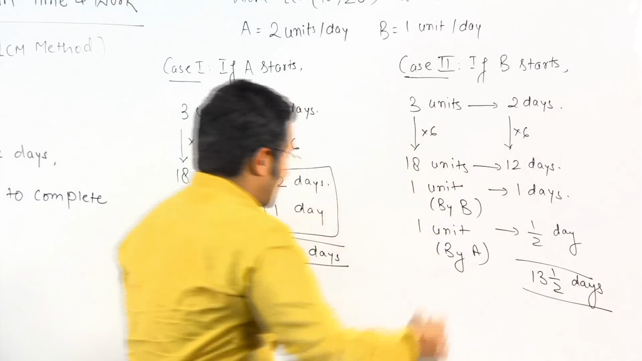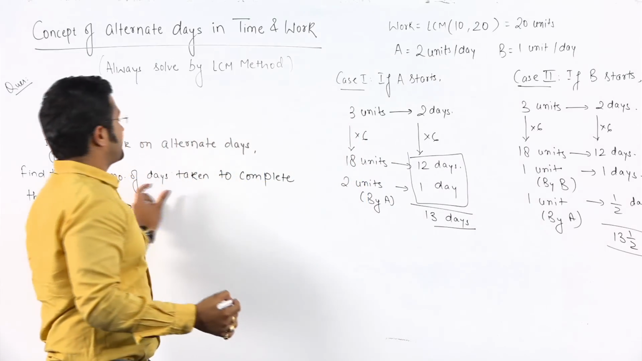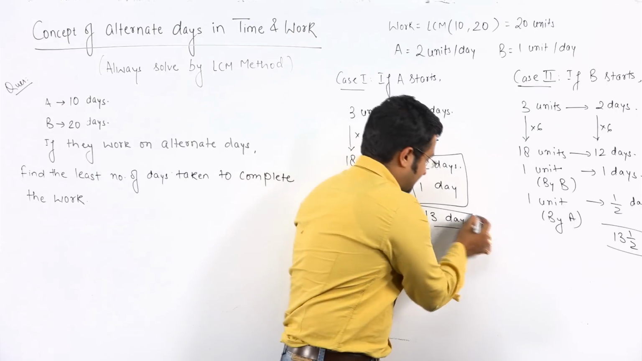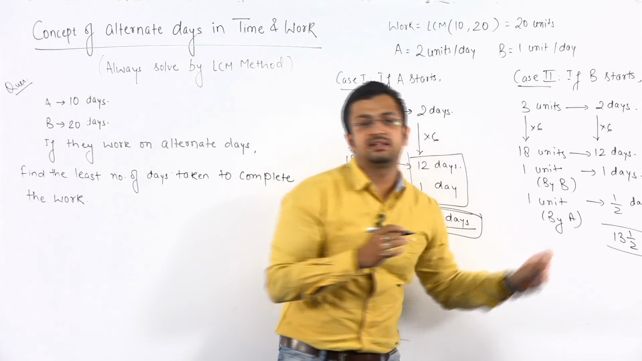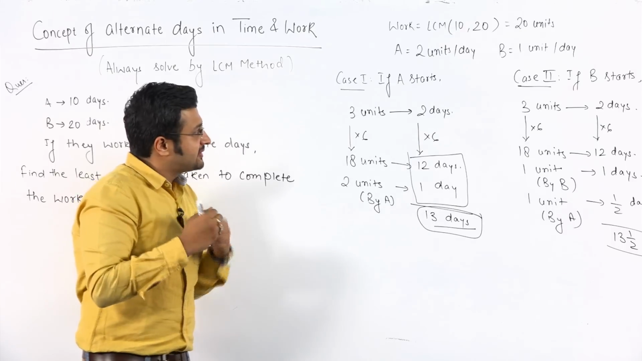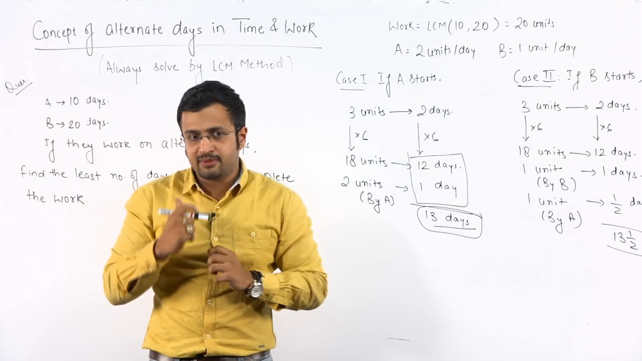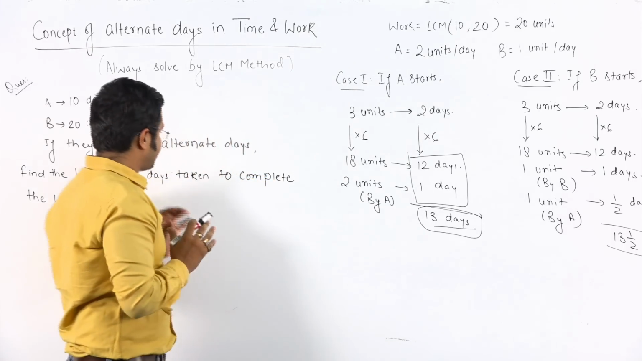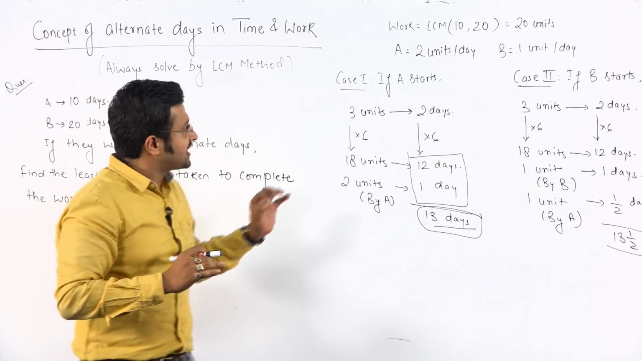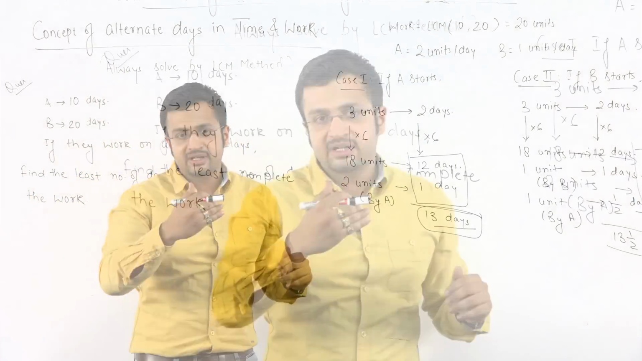days. Now they are asking in the question, what is the least number of days taken to complete the work? 13 or 13 1 by 2? Definitely 13 is your answer, because 13 is less than 13 1 by 2. So friends, from the next time you have to keep in mind, if you want to complete the work in the least time, you have to start with a person who has more capacity.